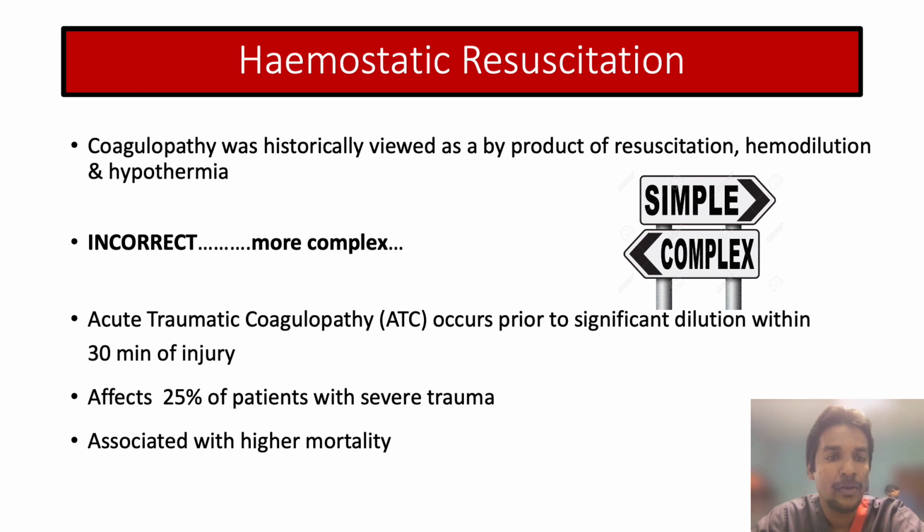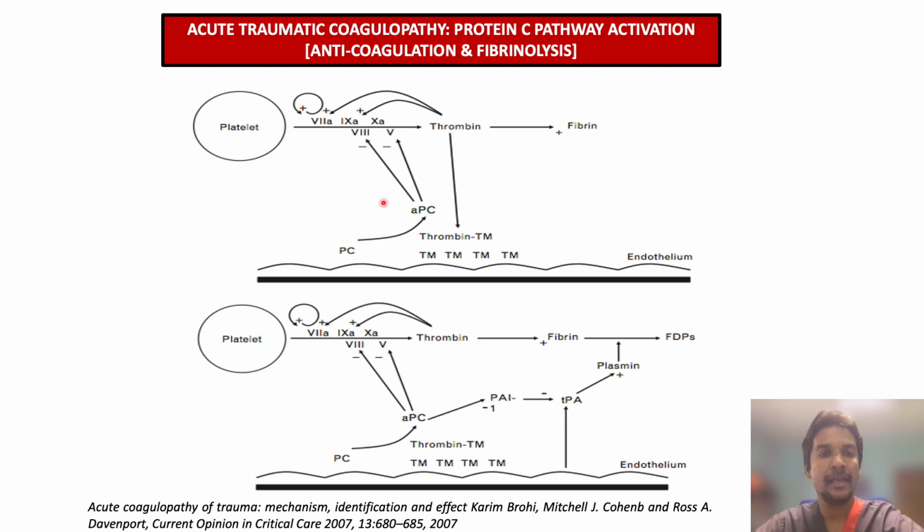It affects about a quarter of patients with severe trauma who are in shock, and it is found to be associated with higher mortality. This diagram shows how acute traumatic coagulopathy takes place through the activation of protein C pathway. This was described by Professor Karim Brohi in his paper which was published in year 2007. Following severe injury and shock, thrombomodulin will be released from the endothelial wall.